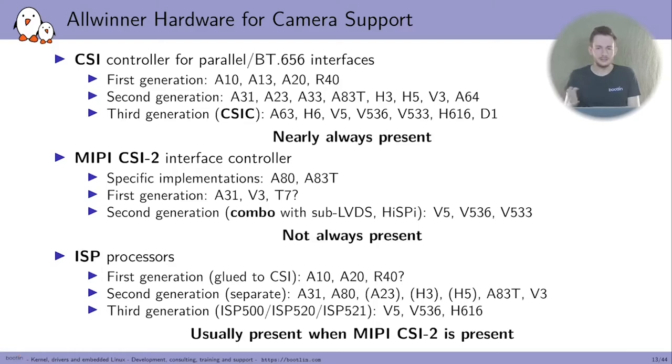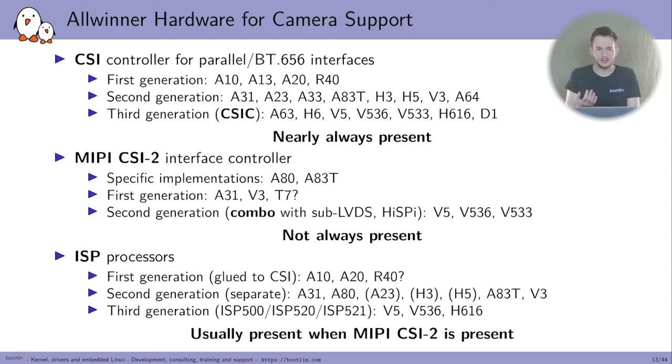Then there is MIPI CSI-2, which is a separate dedicated controller that is connected to the CSI controller. So it acts like a bridge. We find different hardware implementations of this one. There was one specific implementation on the A80, one on the A83T, and those two are really one-off implementations that were not found on any other platforms. And then we had a first generation of a common implementation, which was found first on the A31. It's also found on the V3, probably also on the T7 chip.